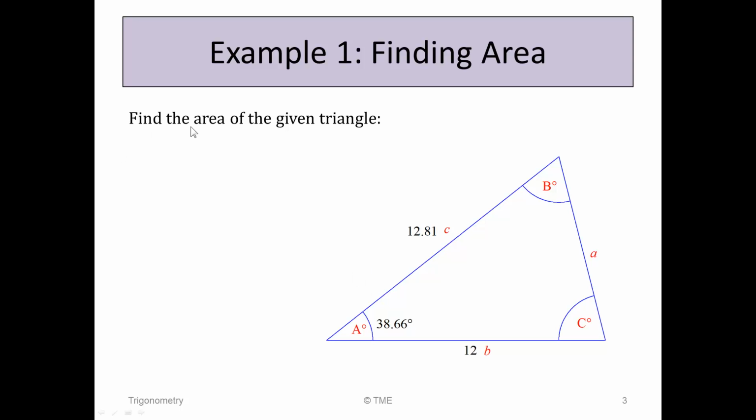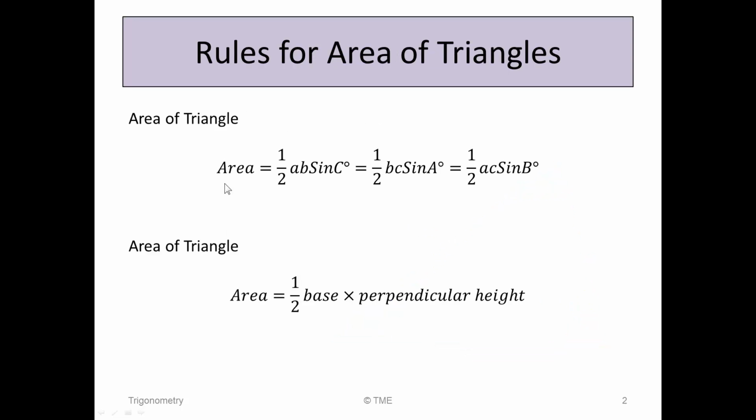Example 1. Find the area of the given triangle. When you look at the triangle, well, it's not a right angle triangle, there's no indication of a right angle. Two of the lengths are known, and the angle between them, the angle they share in common, is also known. So it looks like the formula for the area of the triangle is a useful formula to use.